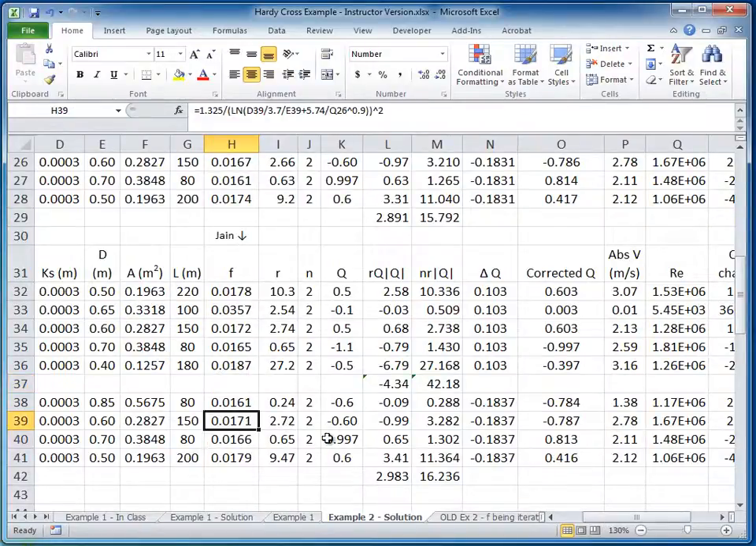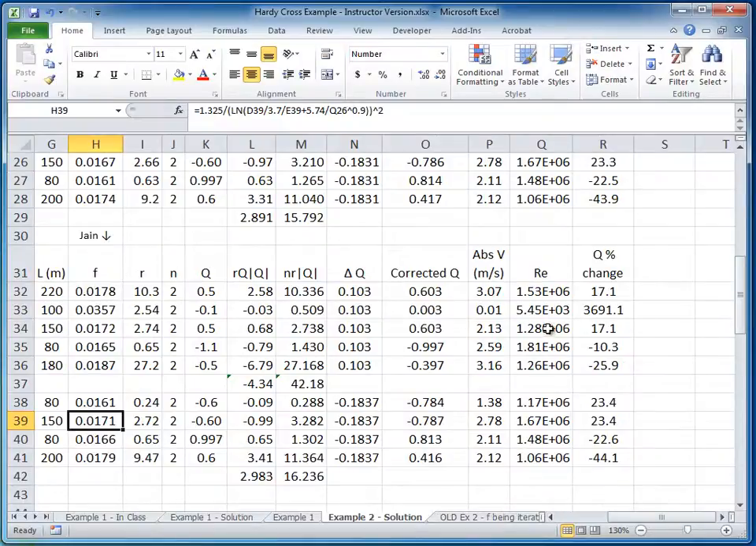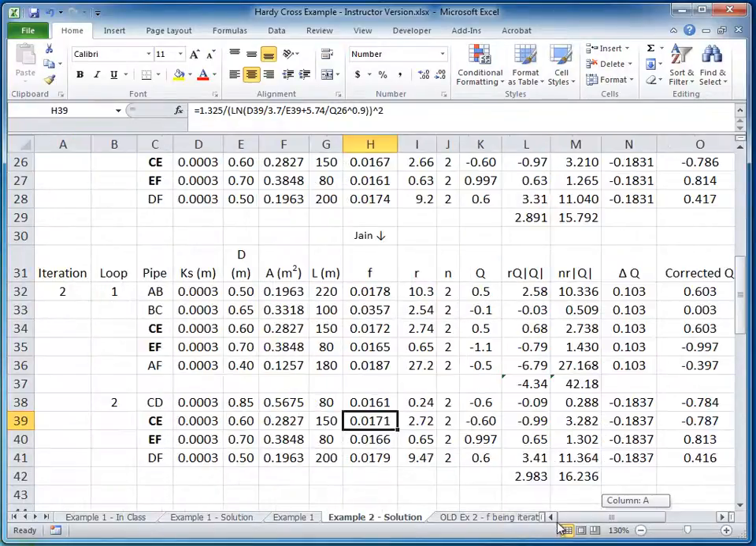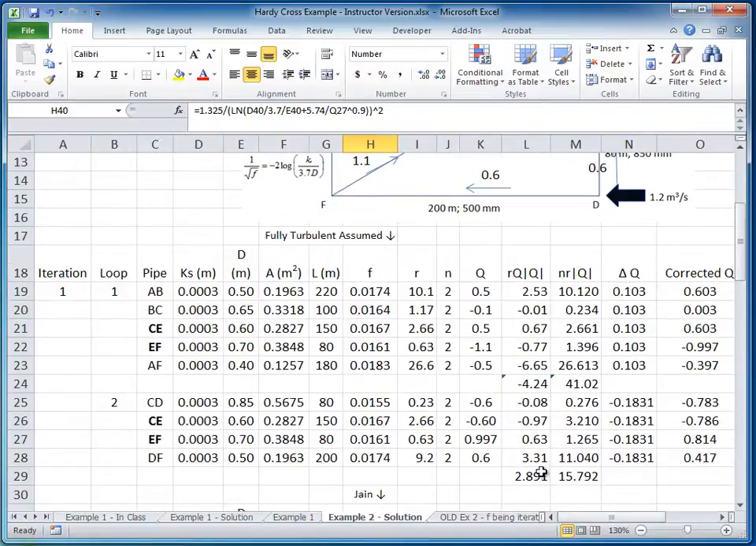Now, technically, for these common pipes, remember CE and EF, I could here get the Reynolds number from the same iteration but different loop. But the fact is that the F value is already so close that it doesn't really matter. So I don't have to be as meticulous about accessing the most recent Q. I do have to be meticulous when I'm accessing the most recent Q, but with the F value, since the F is already pretty stable, I don't have to do anything other than use the Reynolds numbers from this first iteration. All right.